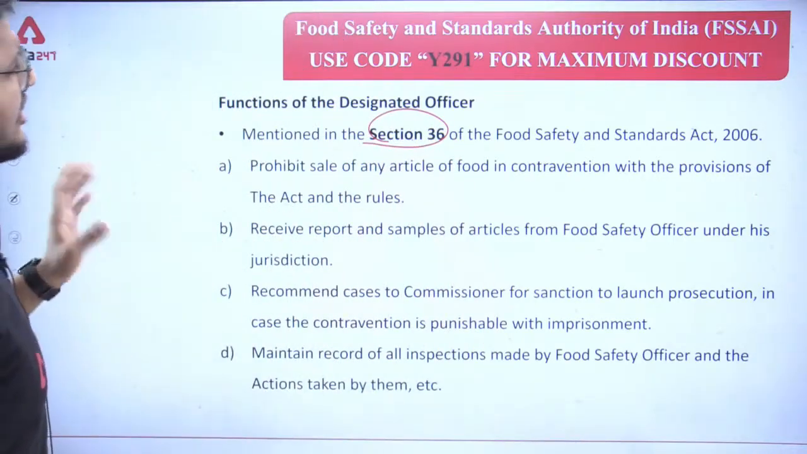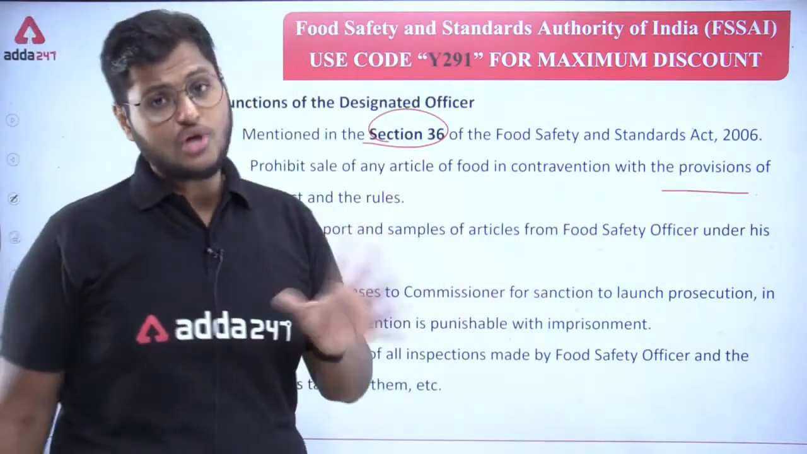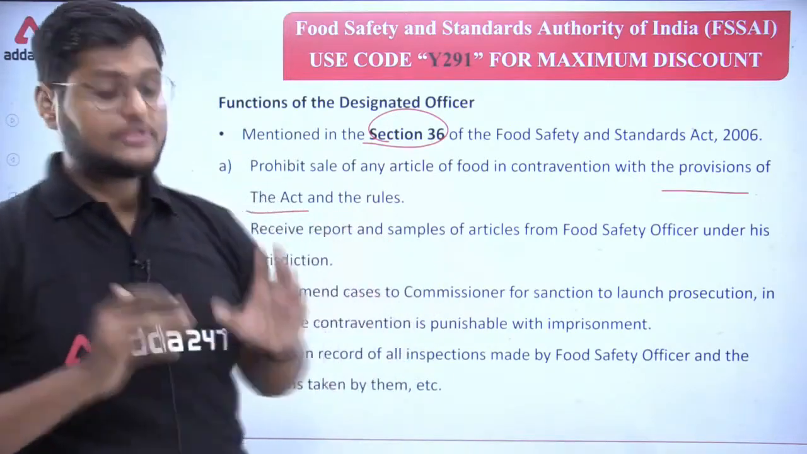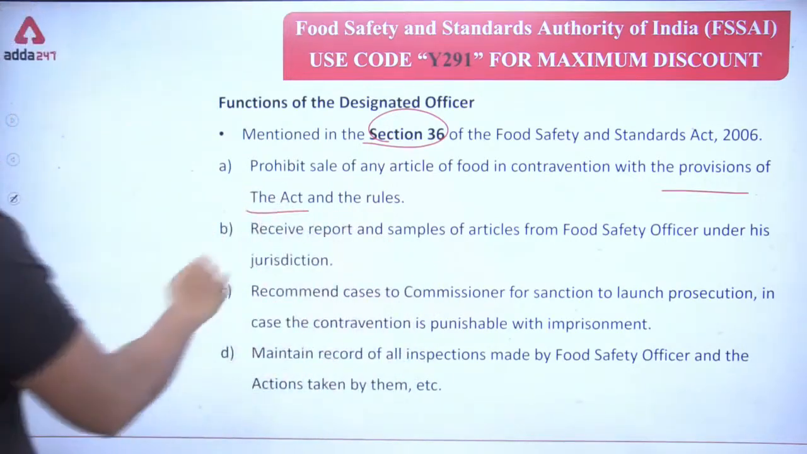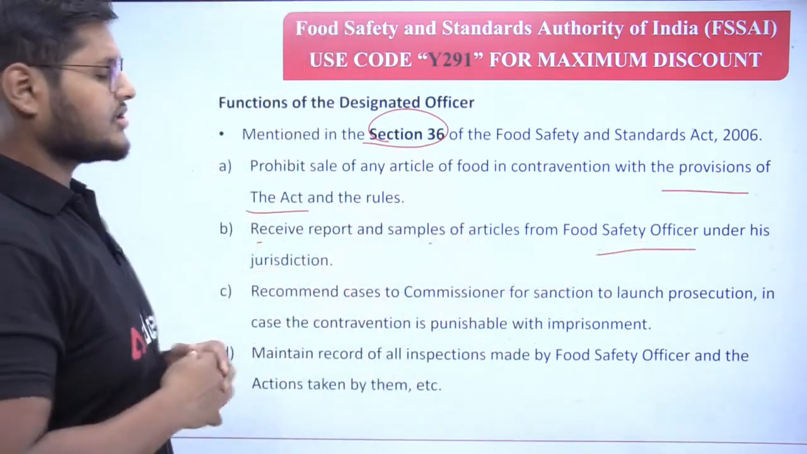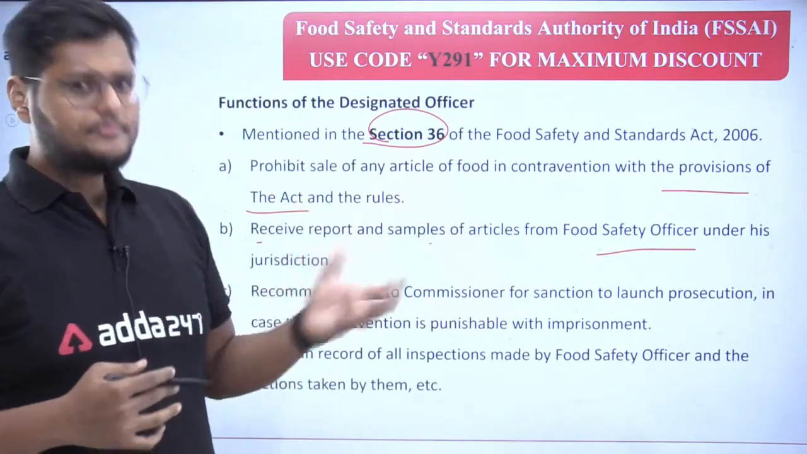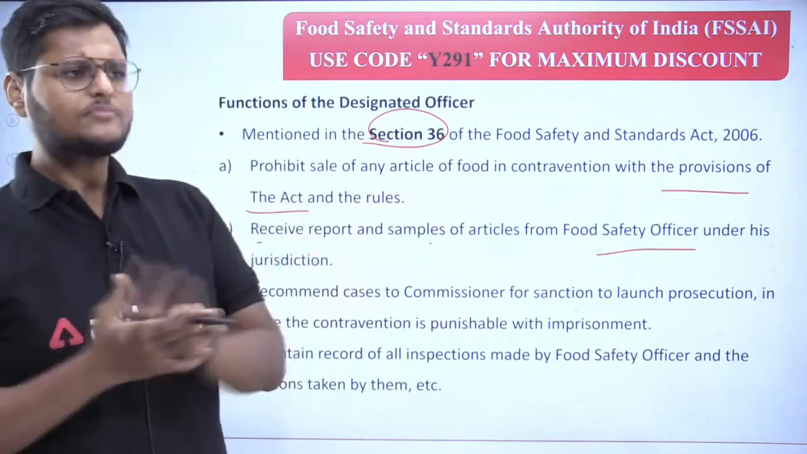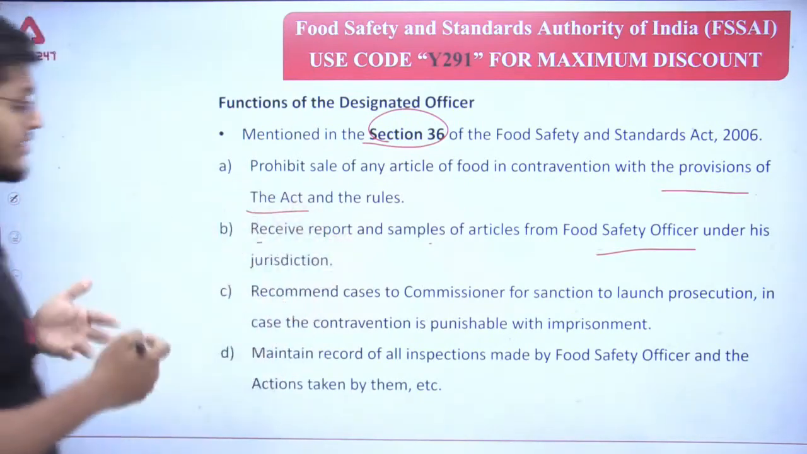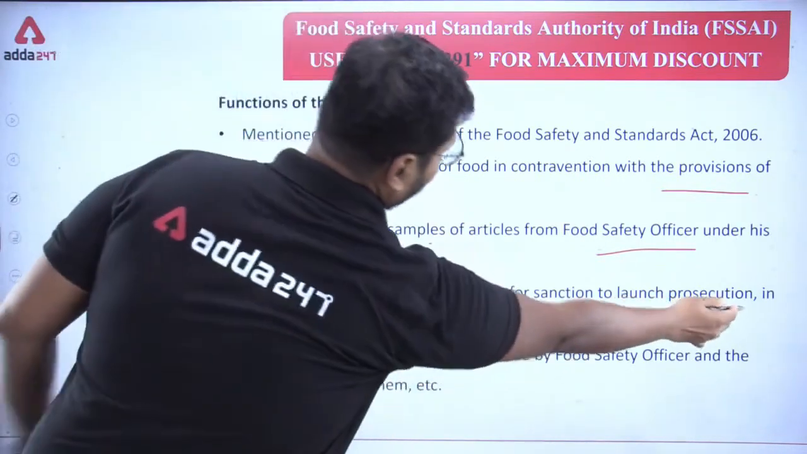Prohibit sale of any article of food in contravention with the provisions of the Act. If any kind of food is not complying to the standards, is not complying to the FSS Act, then the designated officer can prohibit the sale. Receive report and samples of articles from food safety officer under his jurisdiction. Okay, so the food safety officer can directly report about different articles or different provisions that haven't been complied in their particular jurisdiction. Next, recommend cases to commissioner for sanction to launch prosecution.